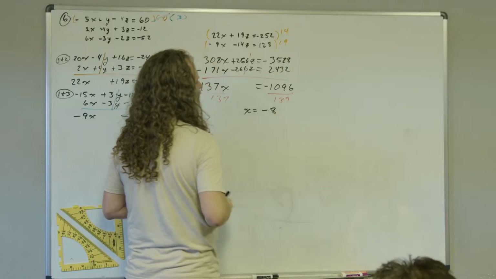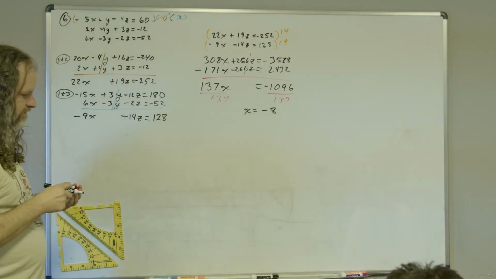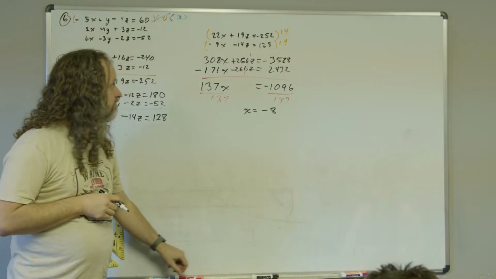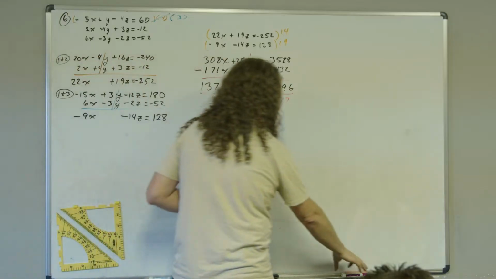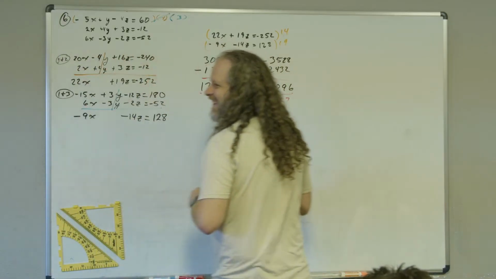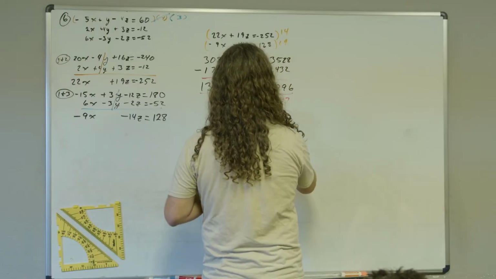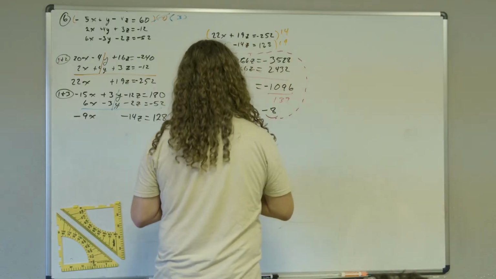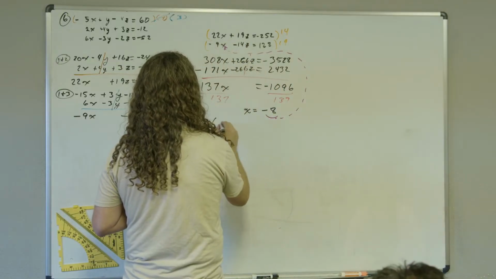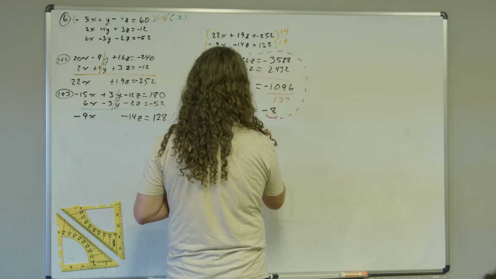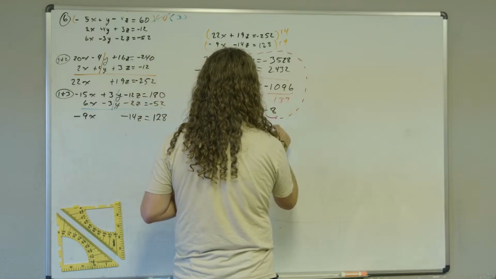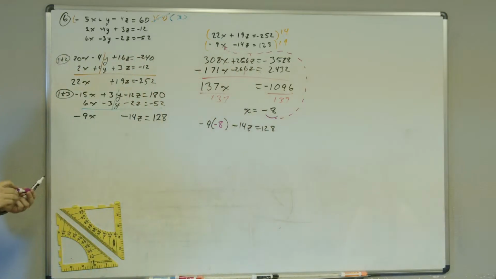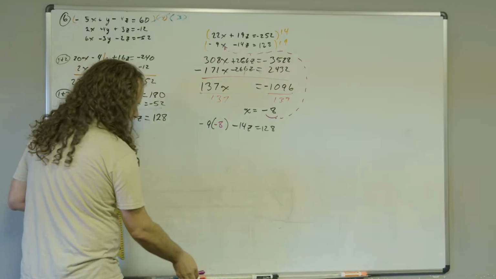Great. Now what? Now you take negative 8 and plug it back in for one of the other two problems. Which one? The bottom one. Negative 9 times negative 8, plus negative 14z equals 128. What's negative 9 times negative 8? 72.